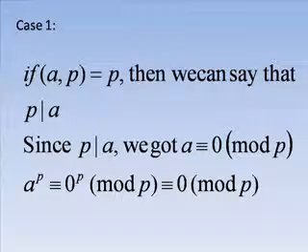Let's take the case that the GCD of a and p is p. So, if the GCD of a and p is p, then we can say that p divides a. Since p divides a, a is congruent to 0 mod p. Using the power theorem, a raised to p is congruent to 0 raised to p mod p, which is congruent to 0 mod p. So, that is an easy proof. Let's go on to case number 2.